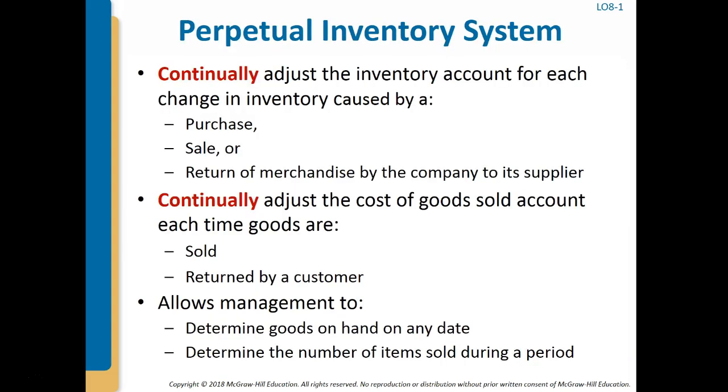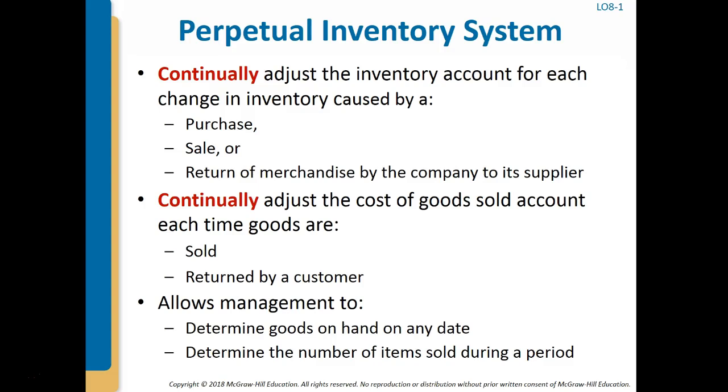So two accounting systems are used to record transactions involving inventory: the perpetual inventory system and the periodic inventory system. Now, the perpetual inventory system was talked about in Chapter 2. The system is aptly termed perpetual because the inventory account is always adjusted for each change in inventory, whether it's caused by a purchase, a sale, a return by the company to its suppliers, or a sales return for the seller.